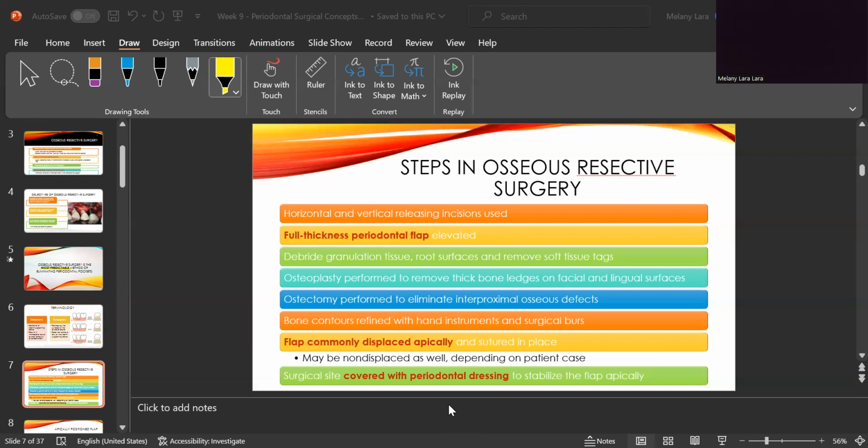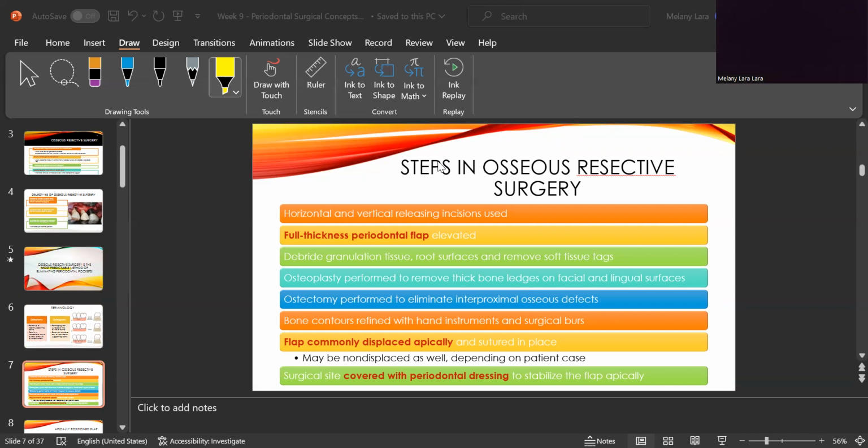Who remembers what the two names of our horizontal incisions are? Crevicular is one of them. Spot on. Sulcular is the same as crevicular. They're both horizontal. Okay, so our incisions are the horizontal and vertical incisions.